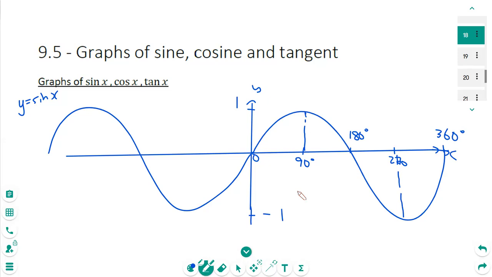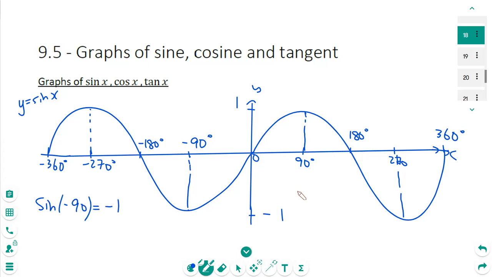On the negative degrees, after 0, go to the left, we have negative 90 degrees, which gives you -1. And then this point, minus 180 degrees. That point, negative 270 degrees. And this point is negative 360 degrees. So if you put sine of negative 90 in the calculator, that should give you -1, because sine of negative 90 is -1.